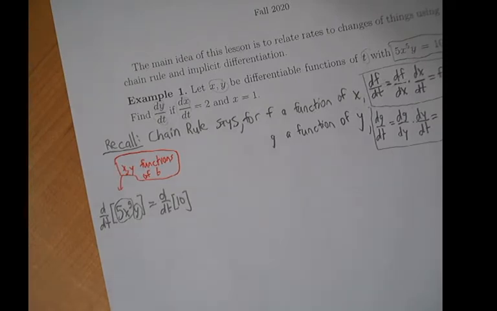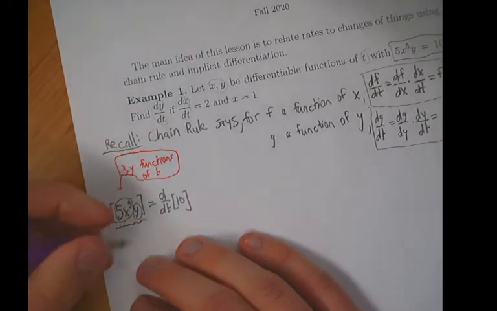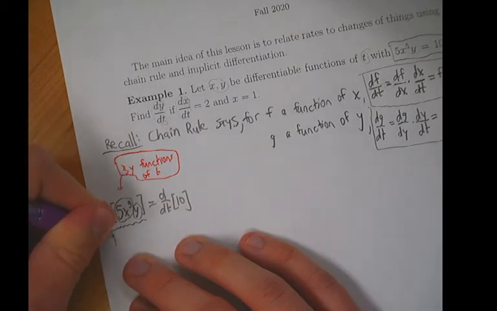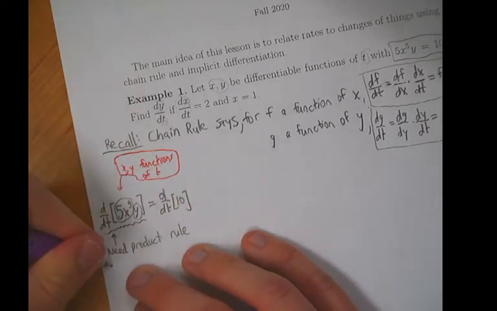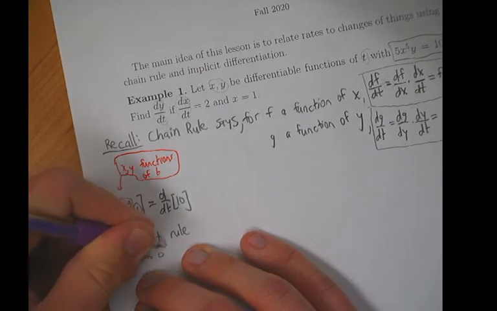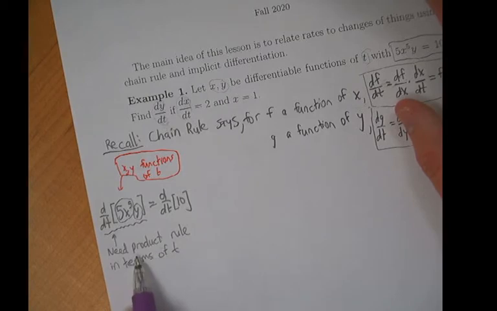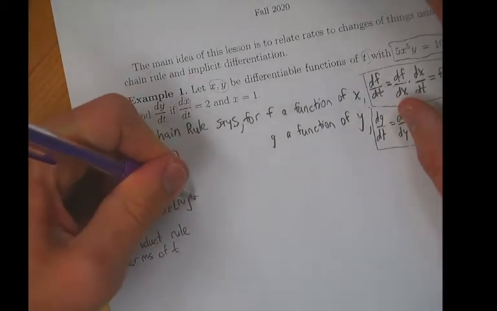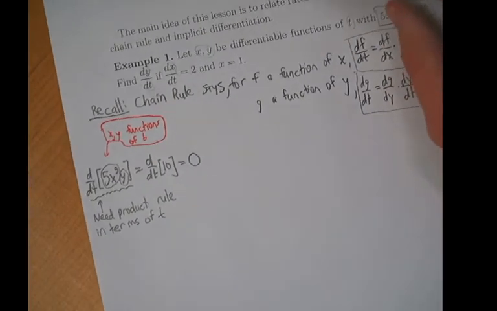What rule do you think we're ultimately going to need to use here? Product, right? So in this case, we're going to need to use product rule in terms of t. Okay? So there's that side, and then of course the right-hand side is just derivative of a constant, which is always 0. So nothing too crazy with that.